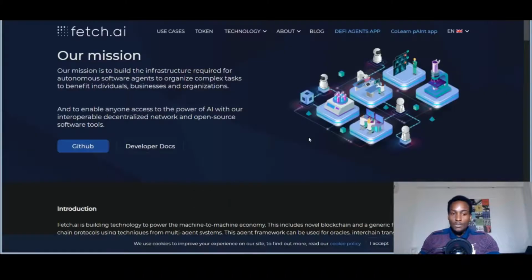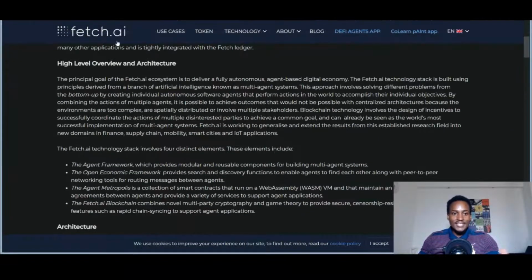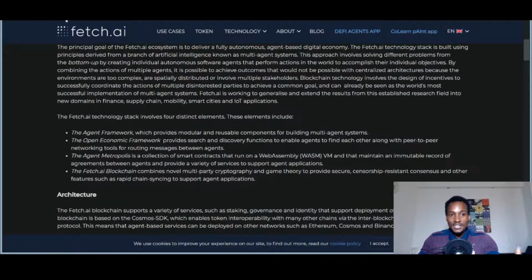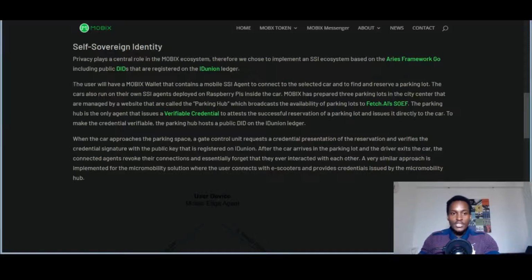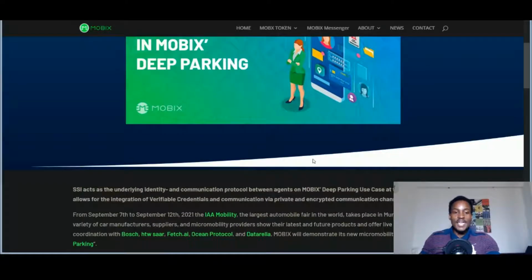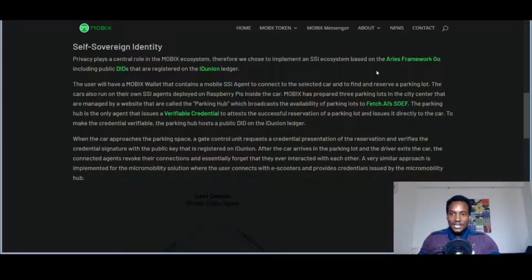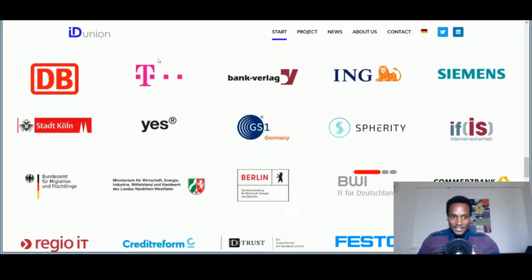And the point of this video is that Fetch.AI has actually gone ahead to leverage, if you look through its technologies, if you look through this article here, Mobix is telling you that one of the agents will be supplying verified credentials. But the other interesting thing is that you can see here an SSI ecosystem based on the Aries framework Go, which is Hyperledger, of which there's a lot of involvement from Microsoft, and we're going to talk about why in a bit.